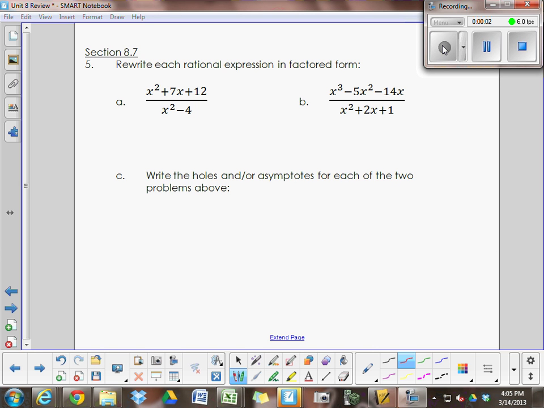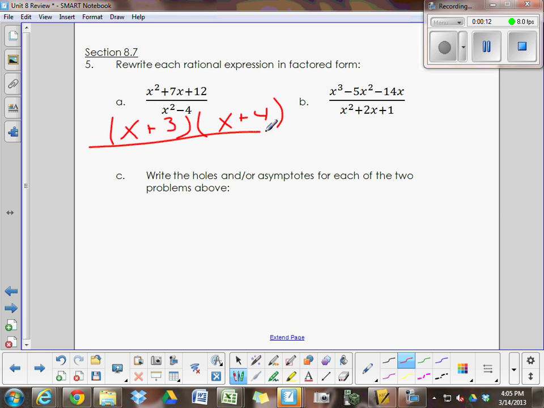Number 5, we're asked to rewrite each expression in factored form. The top here on the left can be factored into x plus 3 times x plus 4. Meanwhile, the bottom can be factored into x plus 2 times x minus 2. Nothing cancels in this problem, meaning that there will be no holes. So for A in part C, you would say none, no holes.